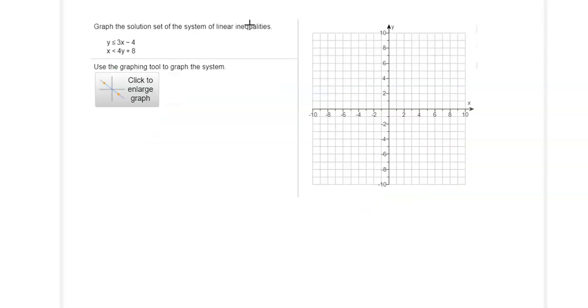All right, so again, the problems are scrambled. They're in a random order. And so this is really kind of material that you do at the end of the module, but it was near the beginning of the test that I generated. And so here we want to graph the solution set to this system of inequalities.